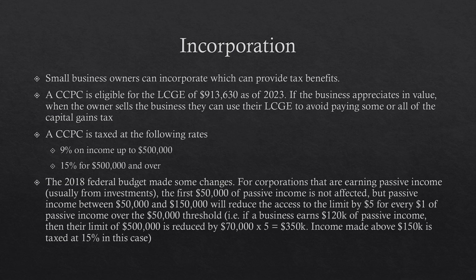So now, briefly, just talking about incorporation. Small business owners can incorporate, which can provide tax benefits. A CCPC, which is a Canadian Controlled Private Corporation, is eligible for the lifetime capital gains exemption of just over $900,000 as of 2023. And if the business appreciates in value and the owner sells the business, they can use that to avoid paying some or all of the capital gains tax.